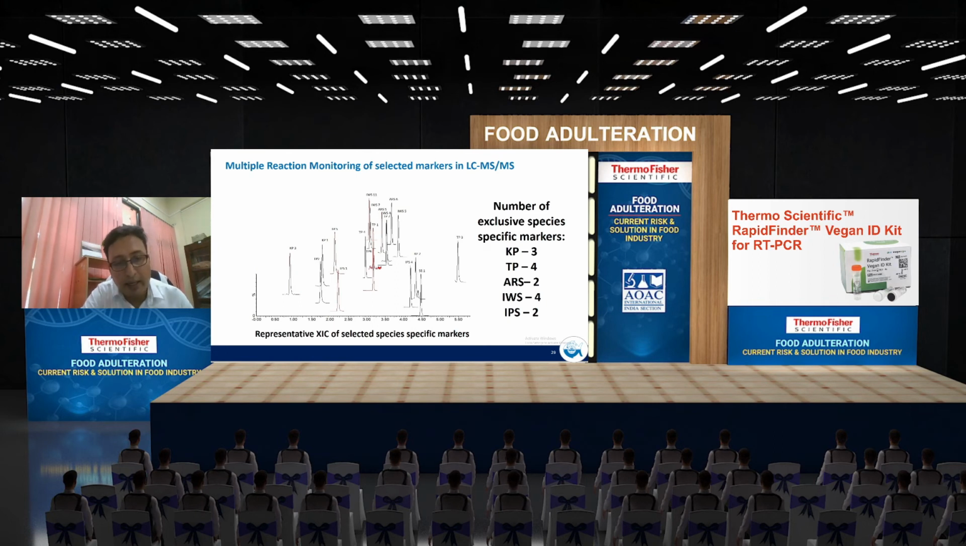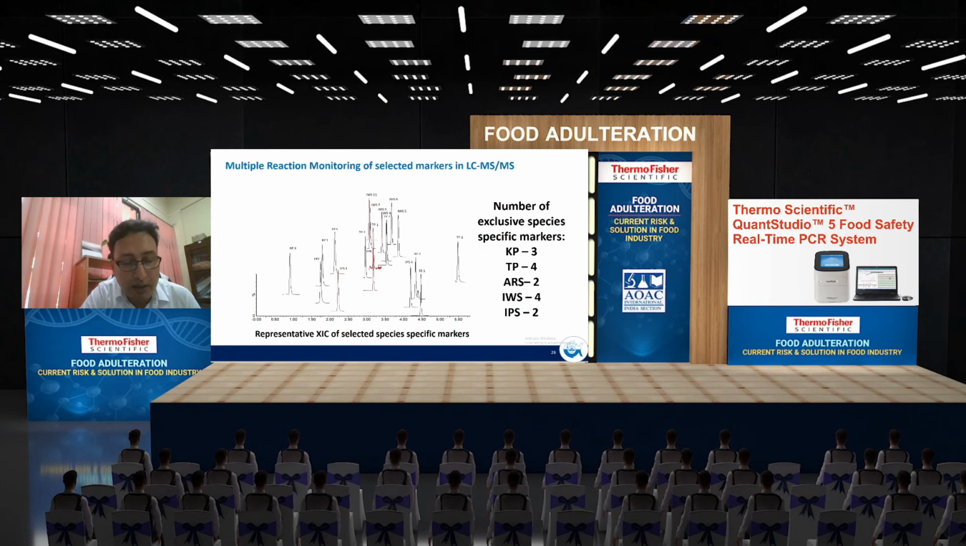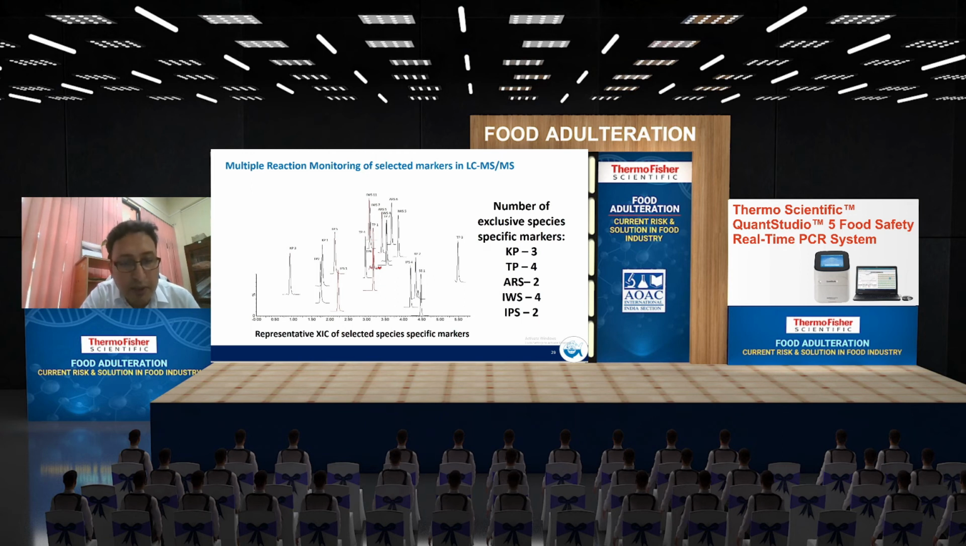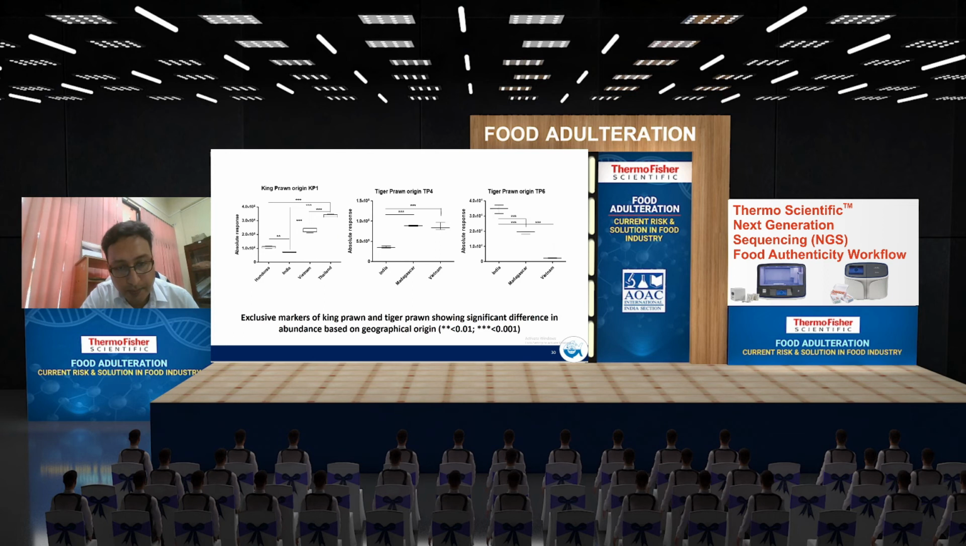As I told, identification of the biomarkers is very important. Using our data processing, we could come out with this many markers for different shrimp species, which were characteristic of that species, and we developed an MRM-based LC-MS method for those markers. Using these markers, we developed a predictive model, which could clearly authenticate species, and we also got a very interesting observation in geographical origin. Can I have the next slide, please?